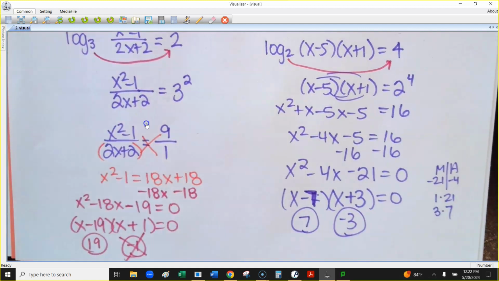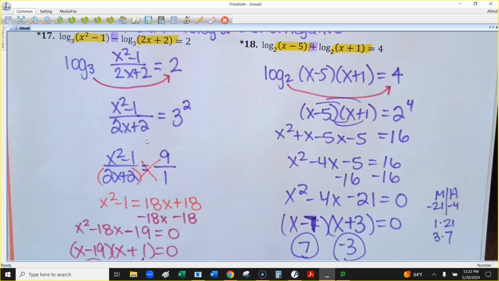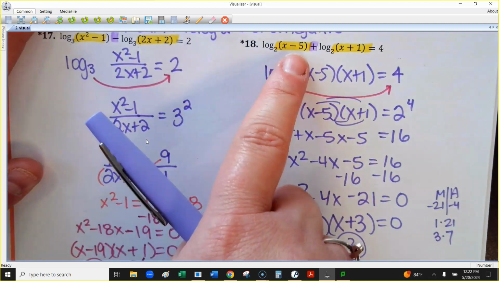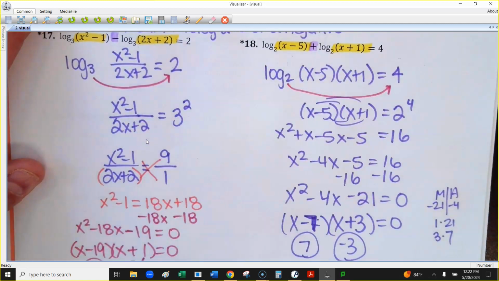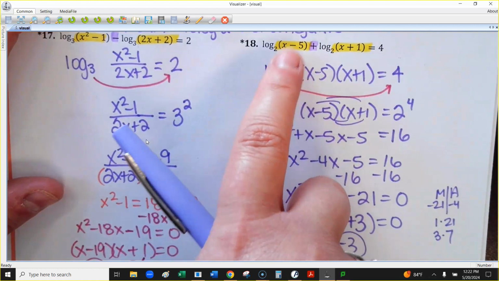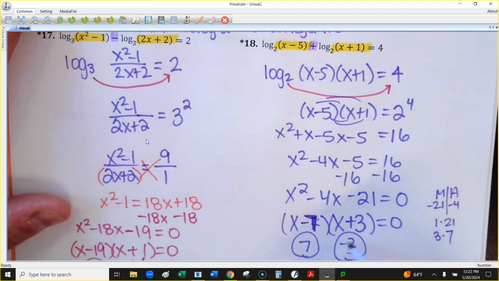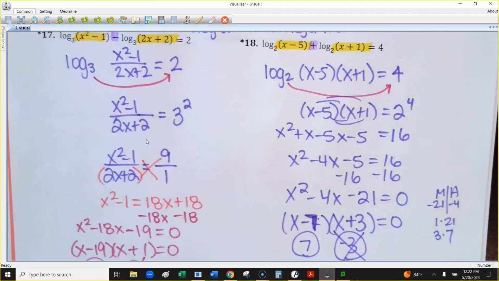And you just got to make sure, let me see if I can pull this back down. You can't take the log of 0 or a negative number. If you plug in 7, you're good to go on both of those. If you plug in -3, though, that makes me take the log of -8 here. It also makes me take the log of -2 here. So that one would be an extra answer. Just the 7 would work.